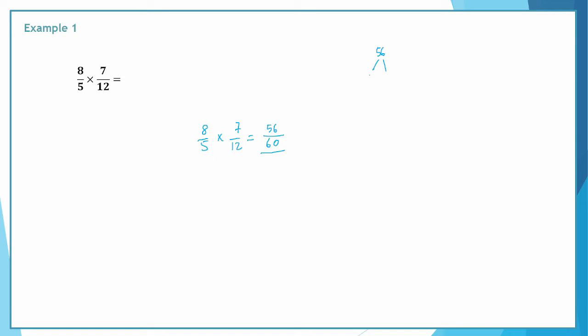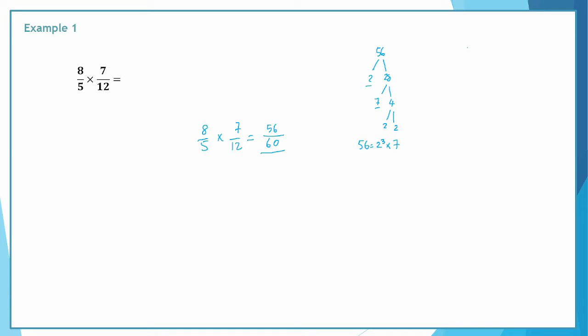So 56 breaks down into 2 times 28. Well, 2 is prime, so we leave that as is. 28 breaks down further into 7 and 4. 7 is prime, so we leave it as is. 4 breaks down further into 2 and 2. In other words, we can write 56 is equal to 2 cubed times 7.